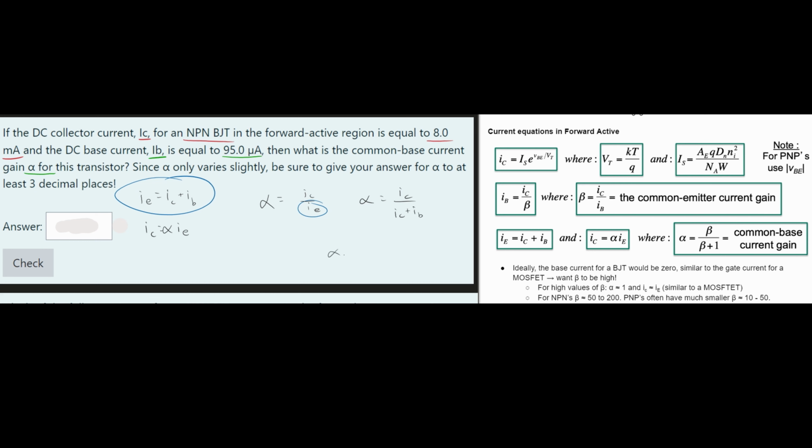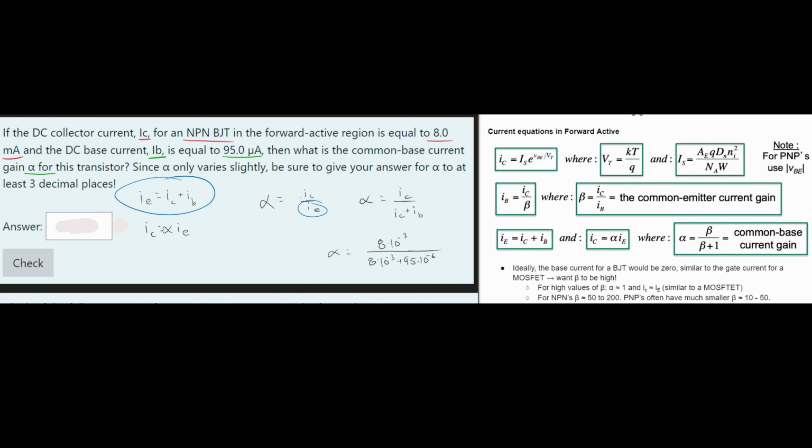For this problem, when we plug it in, we get that alpha is equal to, we have our IC as 8 milliamps, so 8 times 10 to the negative 3, divided by 8 times 10 to the negative 3, of course, plus our IB, and our IB is 95 times 10 to the negative 6 for the micro, the microamps.